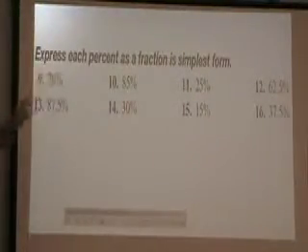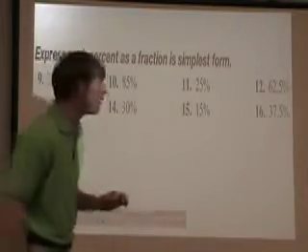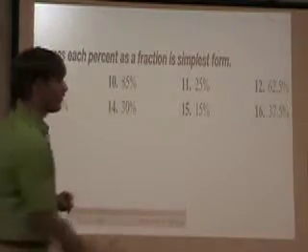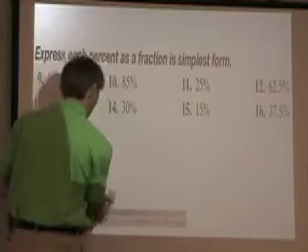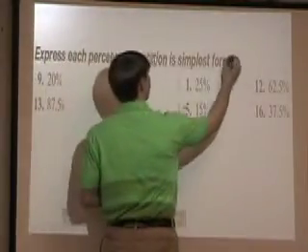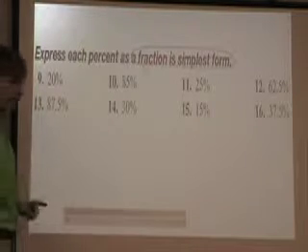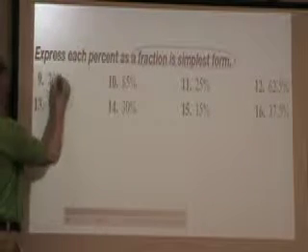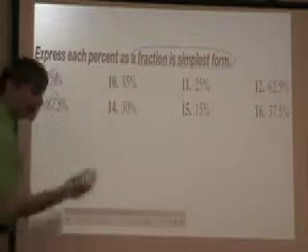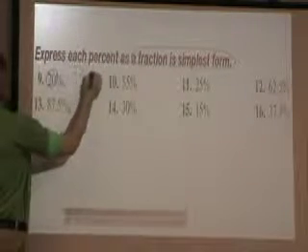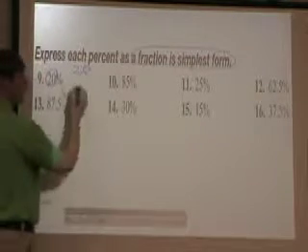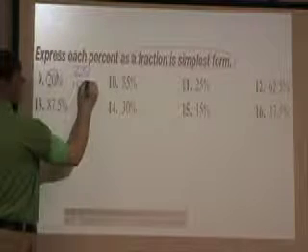Now, the second thing that they want us to do today is take a percent, like 20%, and turn it into a what? Fraction. It says a fraction in simplest form. So the first step we talked about is to take the number without the percent, 20, and put it over 100.